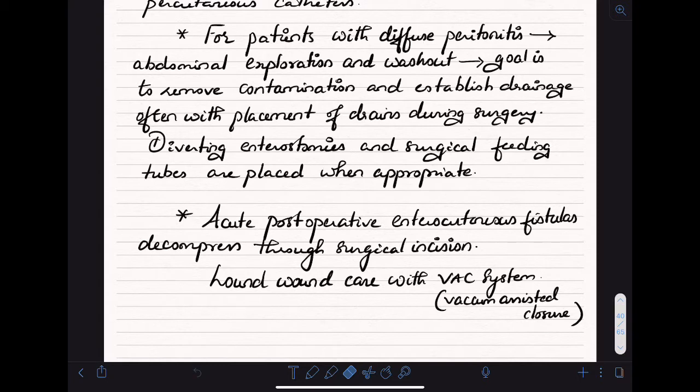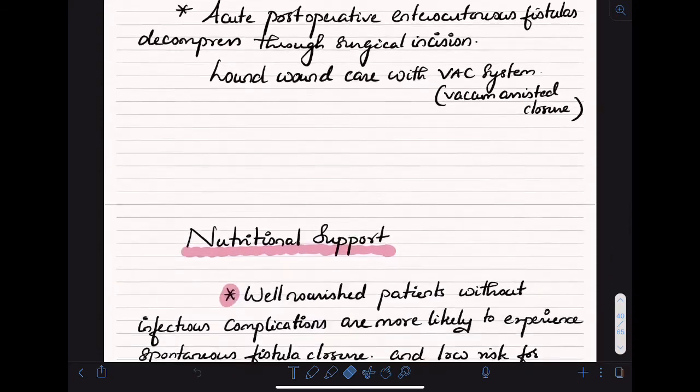Diverting enterostomies and surgical feeding tubes are placed when appropriate. Acute postoperative enterocutaneous fistulas decompress through the surgical incision. Local wound care with VAC, that is vacuum assisted closure, can also be used.